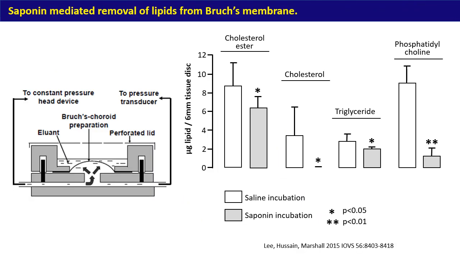The major lipids found in the deposits of Bruch's membrane are cholesterol, cholesterol esters, triglycerides, and phospholipids. When human Bruch's membrane was incubated with saponins for a period of 12 hours, all classes of lipids were reduced. In particular, the amphipathic lipids such as cholesterol and phospholipids were virtually all removed. Thus, saponins will remove the deposited lipids from Bruch's membrane.